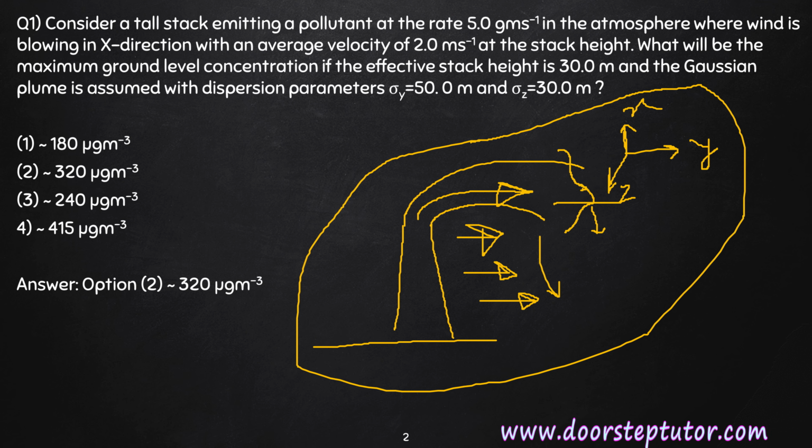So let's see how we'll solve this question, but before solving the question, let's see what exactly is a Gaussian plume model in a gist. So basically what the Gaussian plume model describes is that the dispersion of the pollutant takes place in all the three directions, that is x, y, and z.